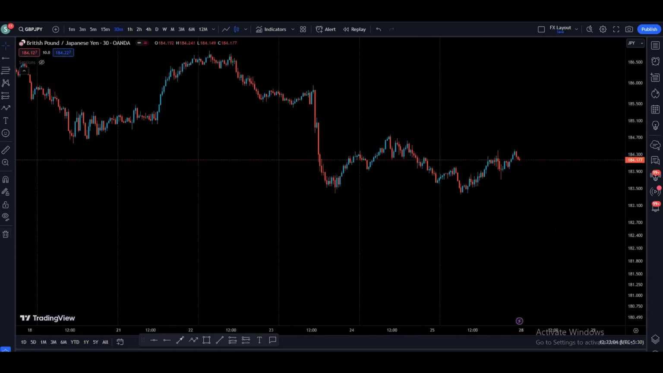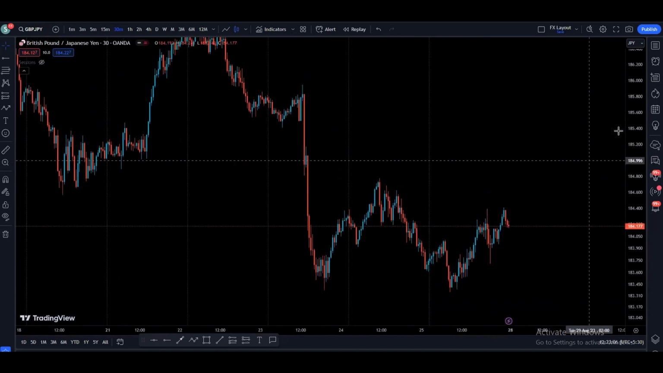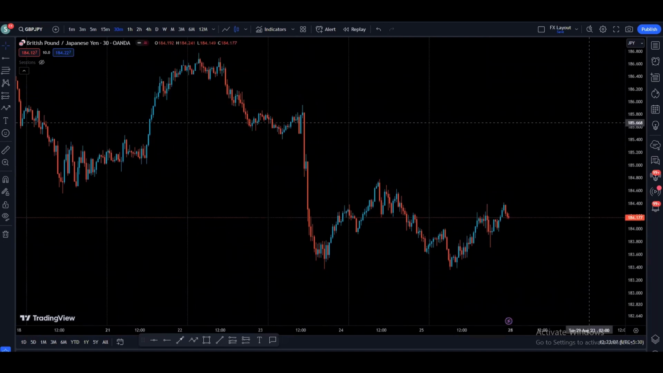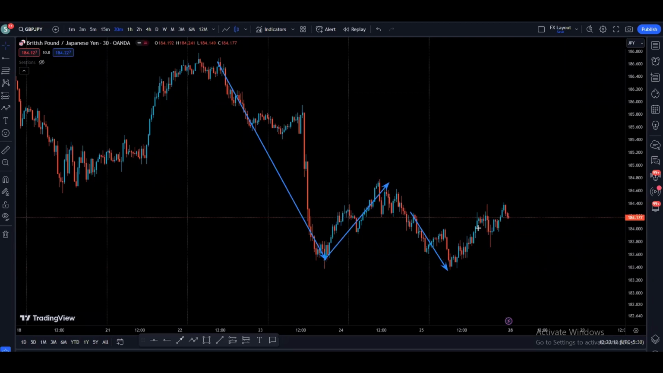Now on the 30-minute time frame, we can see that the price is bearish because we are making lower lows and lower highs. So as we can see, price created a low, lower high, then we created a low, and right now the price is below this resistance area. So we have potential to go to the downside.